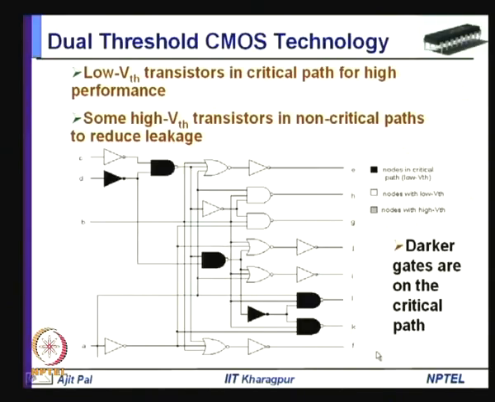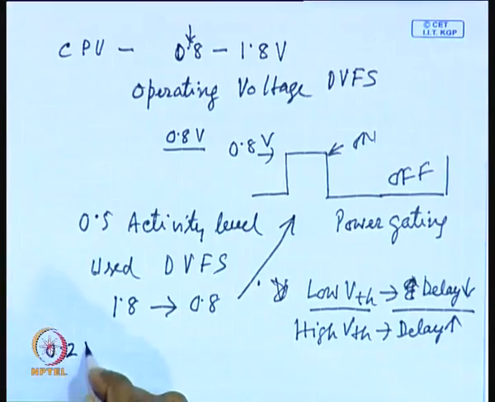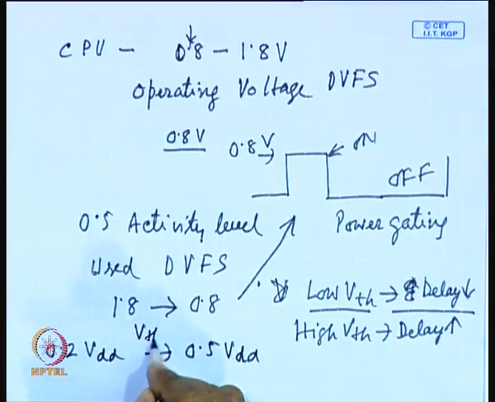Now, let us see how the number of gates that can be assigned high threshold voltage changes by the choice of high VT. So, low VT has been assumed to be 0.2 volt. Here it has been assumed that the supply voltage is 1 volt, so the low VT is 0.2 volt. As you know, the nominal threshold voltage lies in the range of 0.2 VDD to 0.5 VDD. So, that is the range of VTH that you can have.